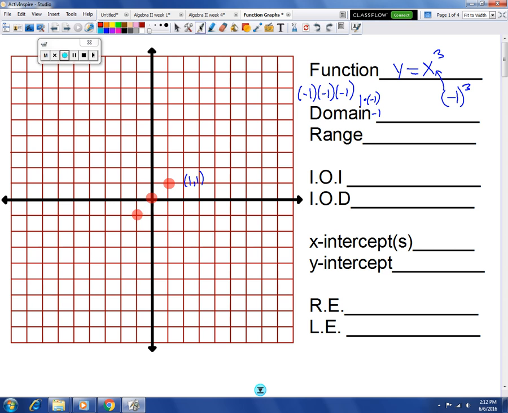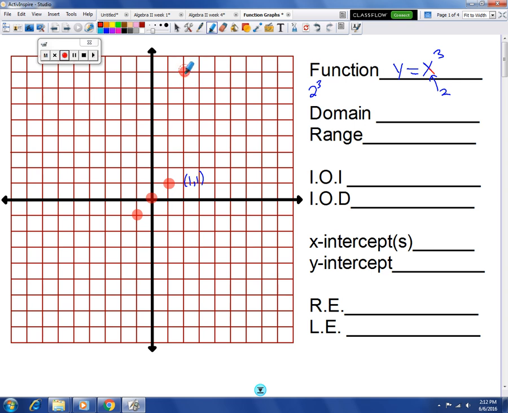Okay, I'm going to pick two more numbers. The larger the exponent, the fewer x numbers I can pick, because they get so big it won't fit on the grid I have. So I'm going to pick x equals 2. 2 to the third power means 2 times 2 times 2, which is 8. It's not 6, it's 8. So I'm going to put a point at 2 and up here at 8.